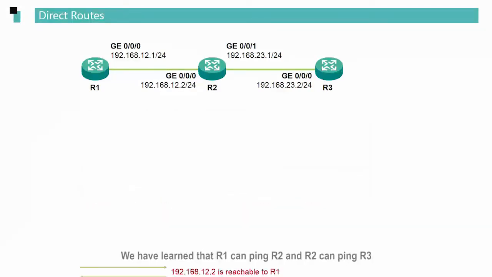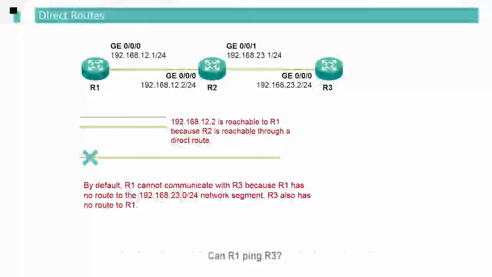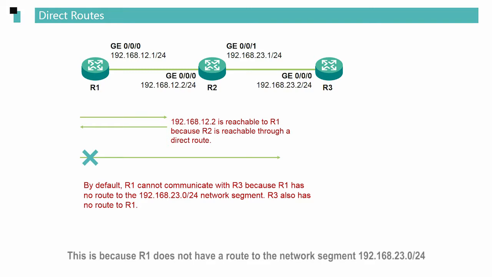We have learned that R1 can ping R2, and R2 can ping R3. Can R1 ping R3? Let's have a try. We find that R1 fails to ping R3. This is because R1 does not have a route to the network segment 192.168.23.0/24. Without such a route, packets cannot be sent to R3. One simple solution to this problem is to configure static routes.